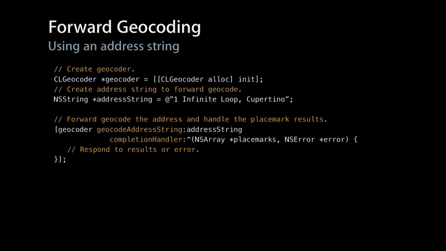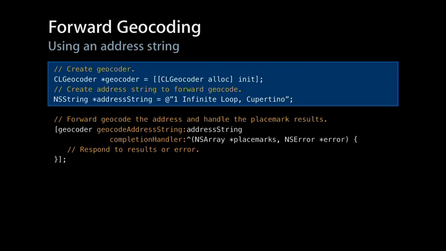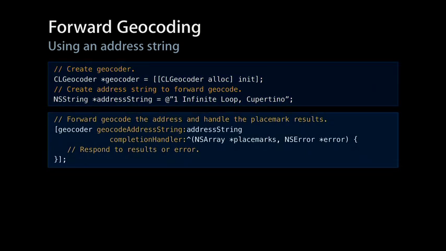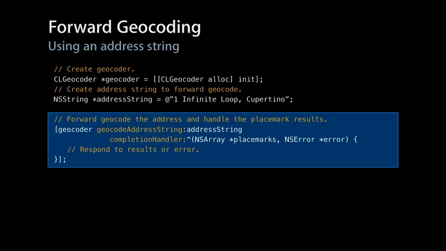Now, to do forward geocoding, you still create a CLGeocoder object, but next you create a string for the address. Now, if this is user input, you might want to sanitize the data to make sure that you're not attempting to geocode a phone number. From there, you just call geocode address string completion handler, again, grabbing the result from the placemarks array that gets returned.